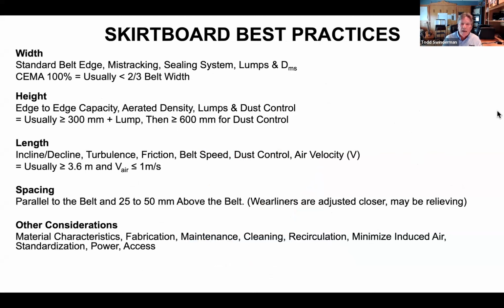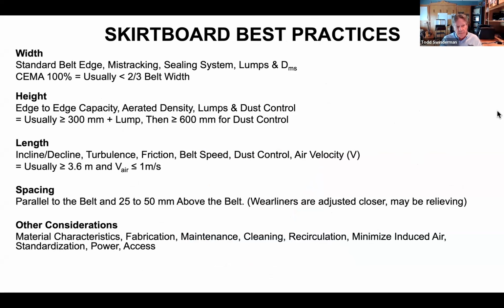So this is kind of how it all boils down. The width needs to be calculated, and it'll usually come out to less than 2/3 of the belt width. Your standard belt edge, your mistracking, and how thick your sealing system is, and then go check your lumps to make sure your lumps aren't going to plug up your skirt board.